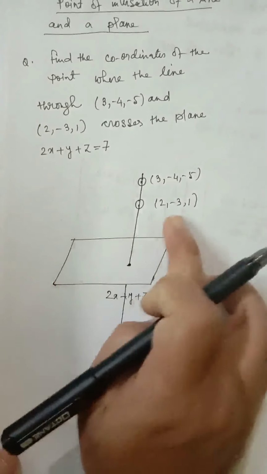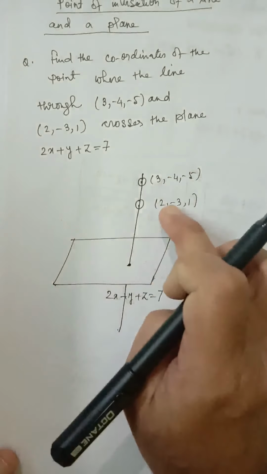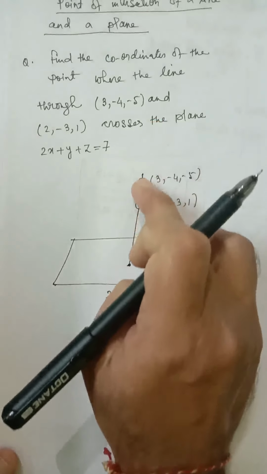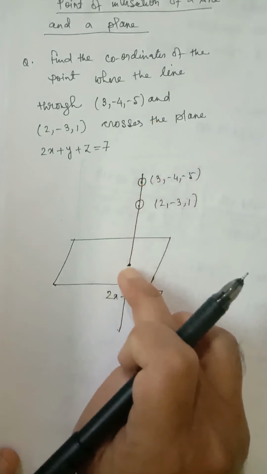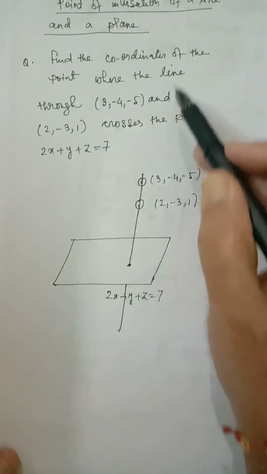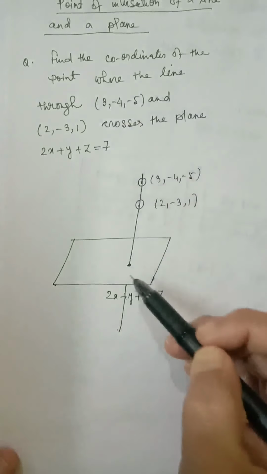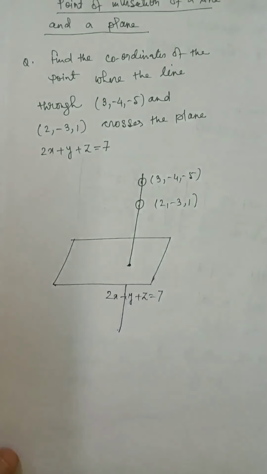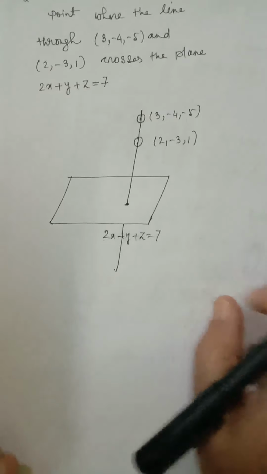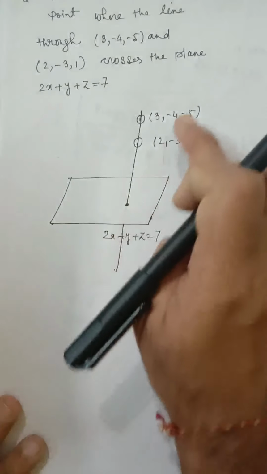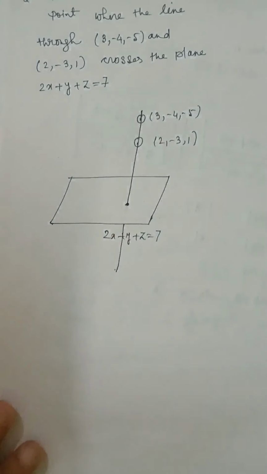Okay. Now, this is the given plane. These are the two given points. We have to find the point where the line joining these 2 points meets the given plane or crosses the given plane. Find the coordinates of the point where the line through this and this crosses this plane. We have to find the coordinates of this point. First of all, we will find the equation of this straight line using the two-point formula, the equation of a straight line passing through two given points. That we will find first.